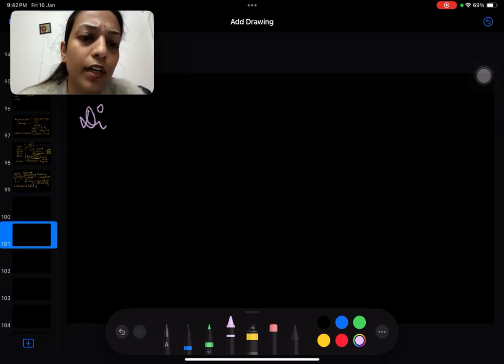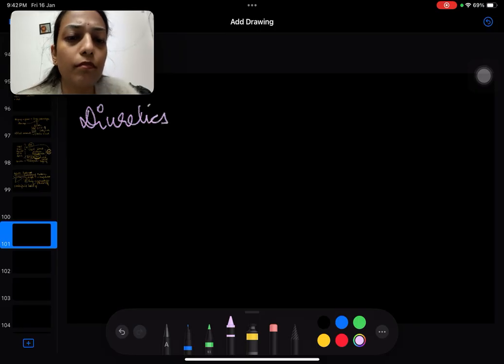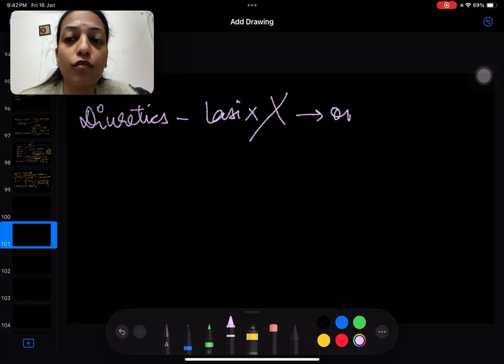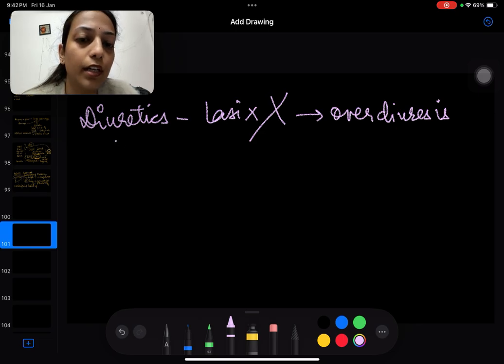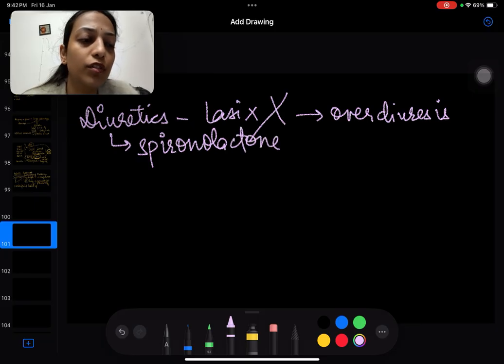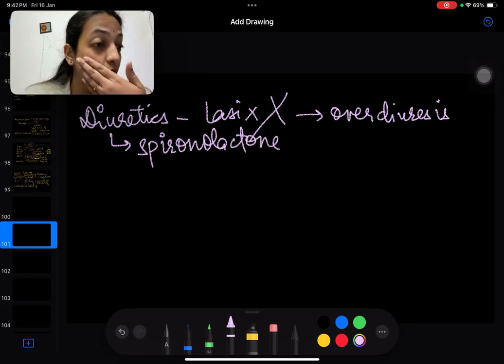For diuretics, according to Tintinalli's, they say please do not give Lasix. Furosemide is not given. Why? Because it causes over-diuresis. So what do we give? We give a milder diuretic, that is Aldactone, spironolactone. So spironolactone is preferred over Lasix.